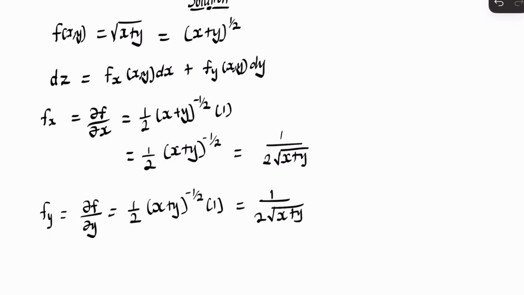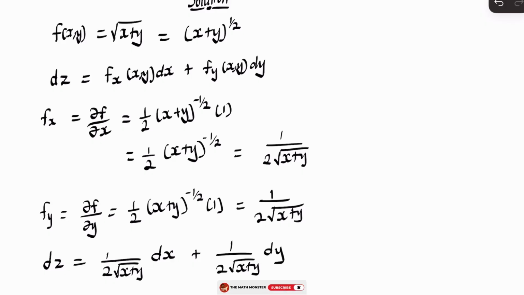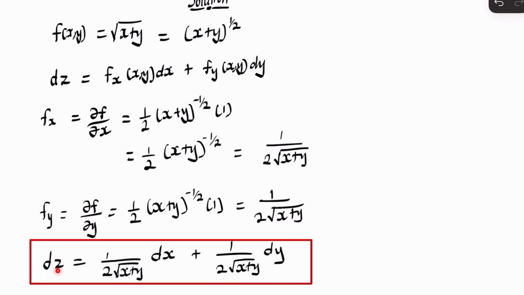And so the total differential dz will be as follows. Here you have partial of f with respect to x, and that's what we have in here. So that will be 1 on 2 square root of x plus y, multiplying dx, plus partial of f with respect to y, and that's what we have in here. So that will be 1 on 2 square root of x plus y, multiplying dy. And thus our total differential is given below.